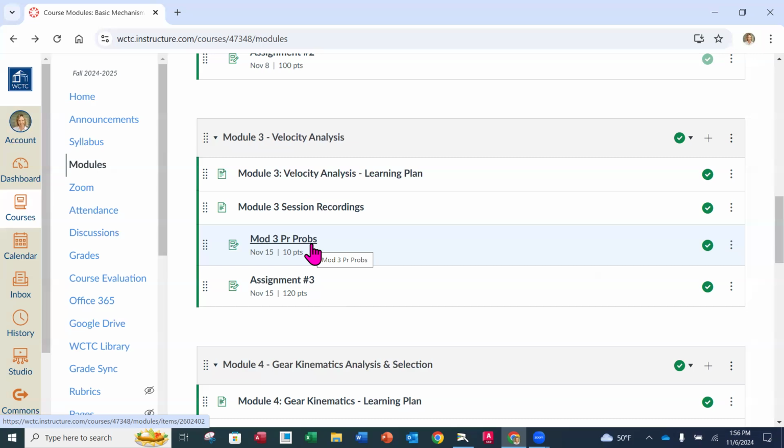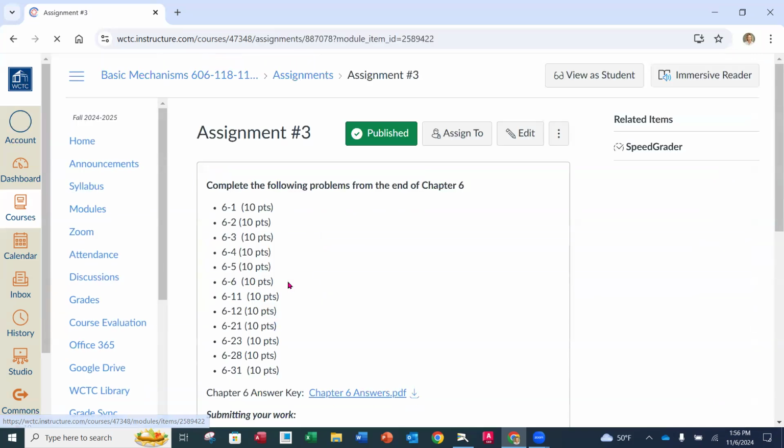So make sure that they are in the correct format, okay? Otherwise, you get a 0. So let's look at assignment 3.